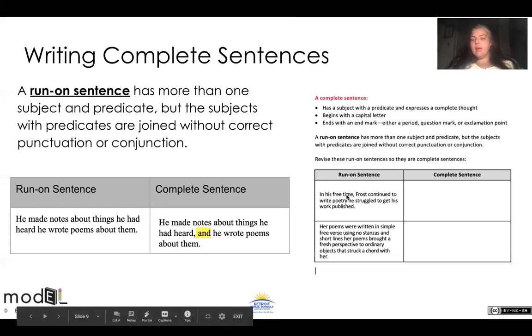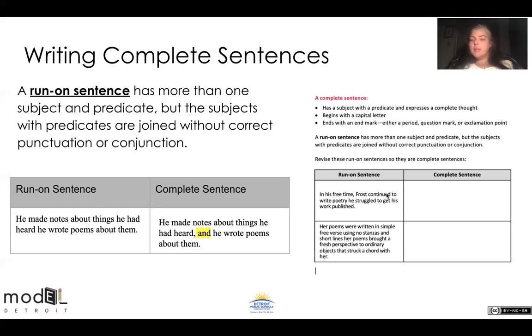So let's quickly go back and look at what your run-on sentences are. In his free time, Frost continued to write poetry. He struggled to get his work published. That looks like it may be missing a conjunction. So when you find out what you think that conjunction is, go ahead and write that complete sentence. So that is what you will be doing on your own.